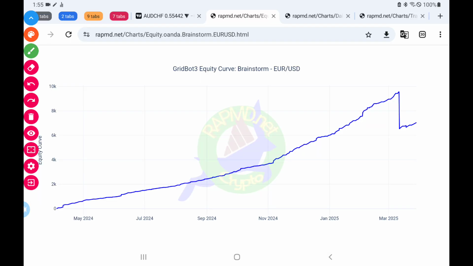Looking at the equity chart and seeing how it unfolded. Right here we can see how stop losses took care of the situation. Now this is run by the algorithm. It did this automatically. I didn't have to worry about it.